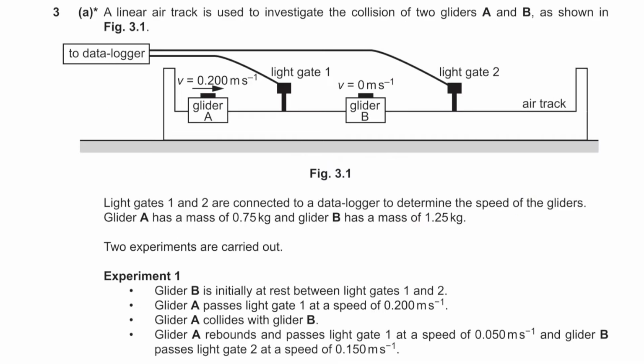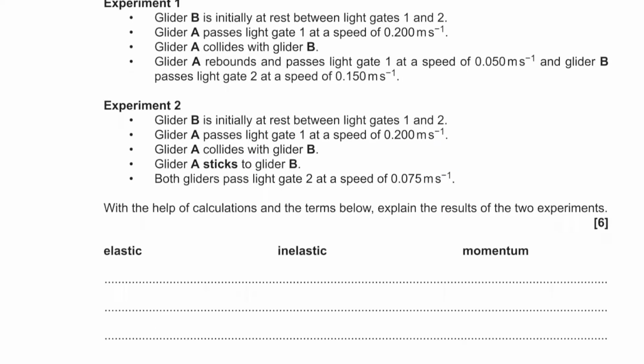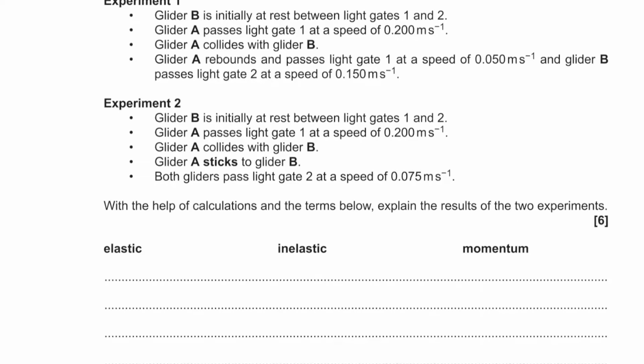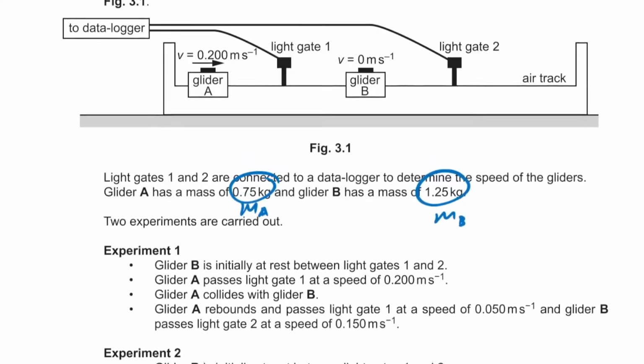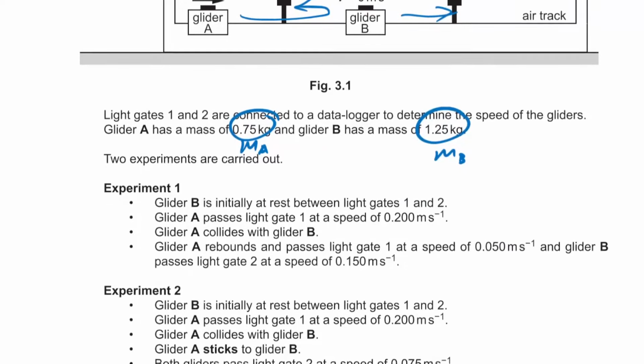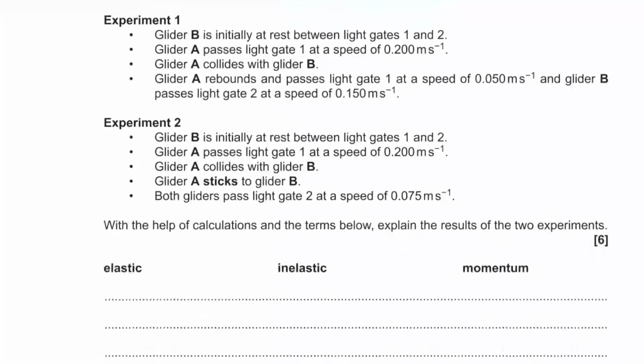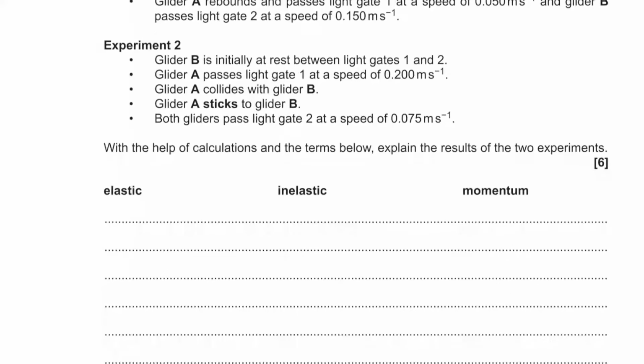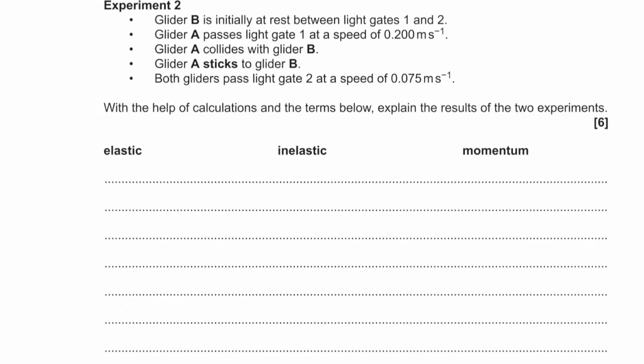3, we have a linear air track. Gliders, there we go. Mass A, we have mass B. Oh, gosh, this looks like a nightmare. Two experiments can be carried out. So glider B is initially at rest, and then glider A passes through and then glider A rebounds, and so it goes back like that, whereas glider B goes on like that, and then we have them sticking together. Okay, explain the results of the 2 experiments.